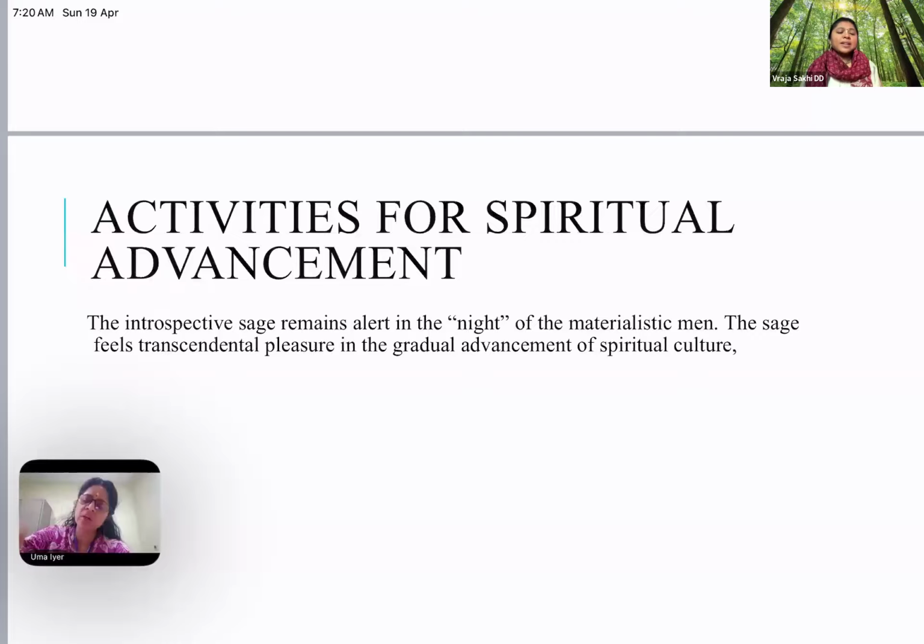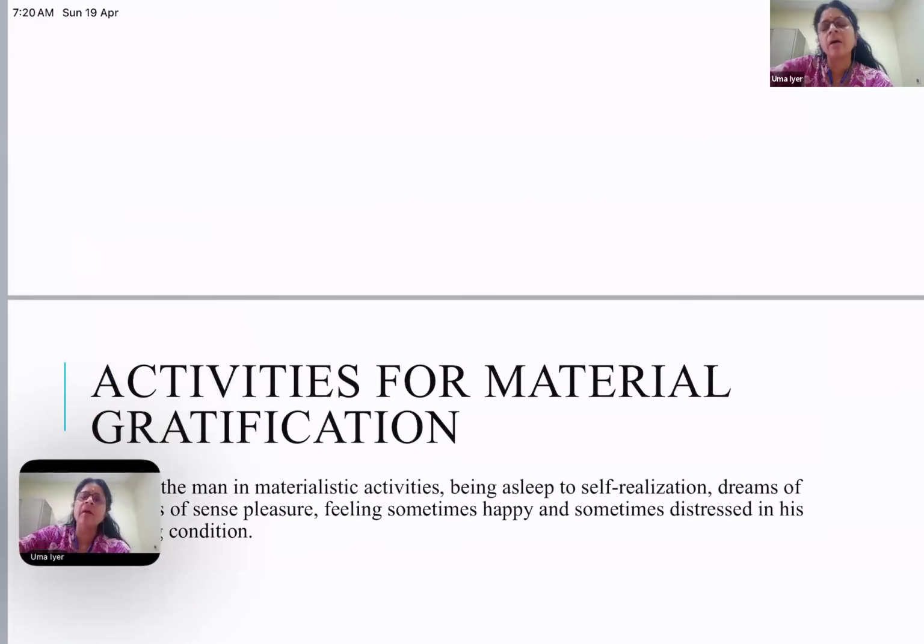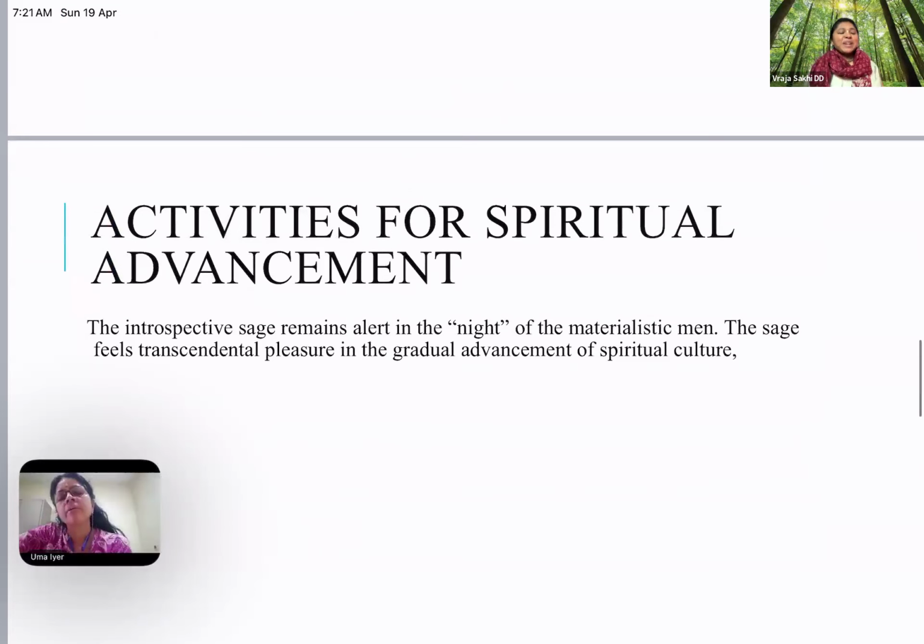I think that is not complete, the sentence. Yes, Mataji, I have given it in another topic. I know it's not complete, but I just made it into another thing.